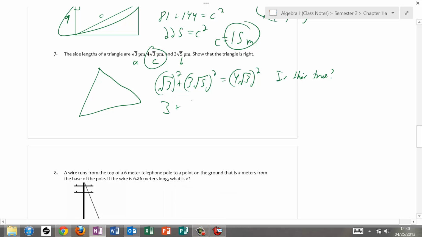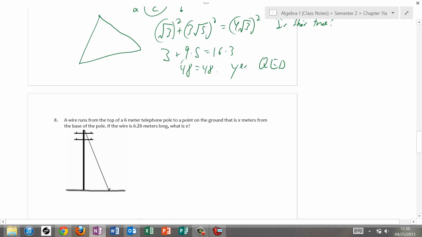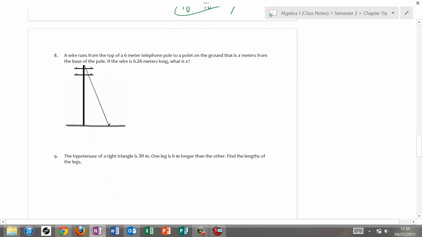Radical 3 squared is 3. 3 squared is 9. Radical 5 squared is 5. 4 squared is 16. Radical 3 squared is 3. Is 3 plus 9 times 5 equal to 16 times 3? Well, since they're both 48, yes. And so I'm going to write QED, which means quod erat demonstratum, thus it is shown. Show that the triangle is right. The fact that this is true means it is a right triangle.